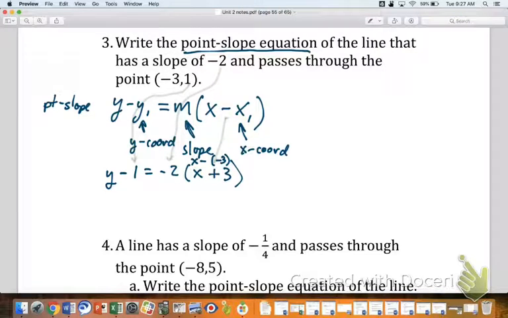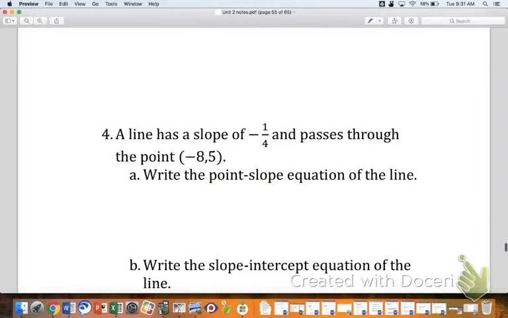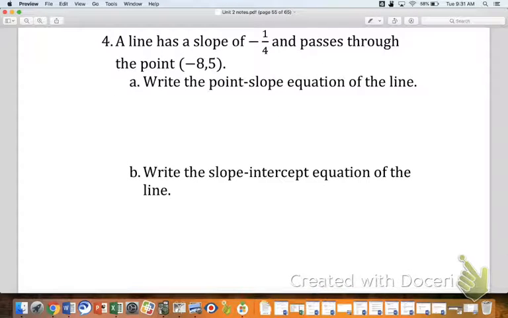Okay, so number 4. Here we go. So number 4 says a line has a slope of -1/4 and passes through the point -8, 5. So question A is really just like what we just did a second ago. So I want to see if you can do the whole thing. Just do A without any extra help from me. See how it goes. Then we'll talk about how we do B as well. Okay? So ready, set, go. Work on 4A.